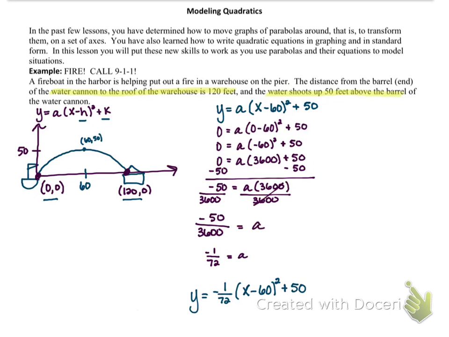We also want to double check that that a value does make sense. So we do have a negative a value, and our parabola opens down. We also have an a value whose absolute value is less than 1, which means it's going to be a really wide parabola, which is true for our situation. So we do know that the a value is exactly where we want it to be, and we plug that into the a value in the graphing form along with our vertex that represents h and k. And there we have the quadratic that models our situation.